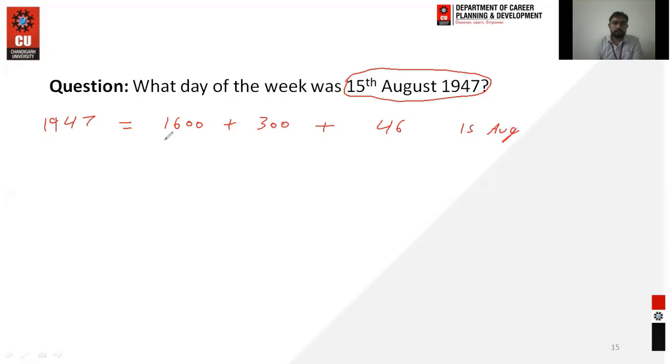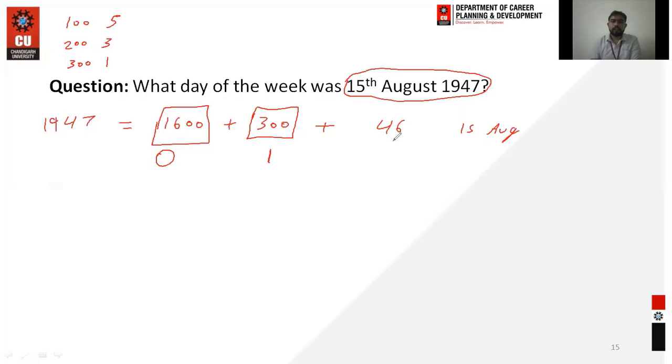We know that when there is a year which is a multiple of 400, there are 0 odd days. In case of this 300, we have learned in the table that if there is 100 years, I will be having 5 odd days. If 200 years, I will be having 3 odd days. And if 300 years, I will be having 1 odd day. So I will be writing 1 here.